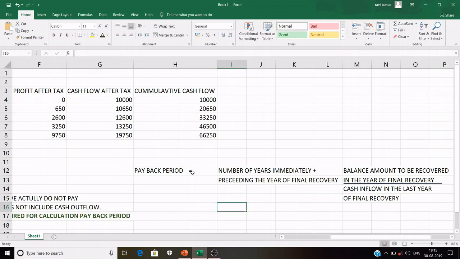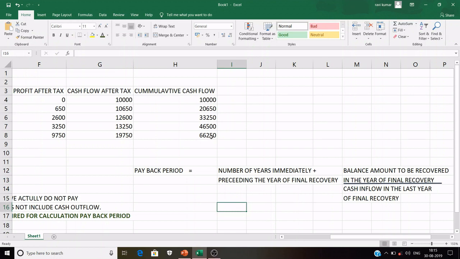The payback period formula is, we know that number of years immediately preceding the year of final recovery plus balance amount to be recovered in the year of final recovery divided by cash inflow in the last year of final recovery. So the number of years that is immediately preceding the year of final recovery is, our outflow is 50,000 rupees. Our investment amount is 50,000 rupees. So in the fourth year, I am receiving 46,500, while in the fifth year, I am receiving 66,250 rupees.